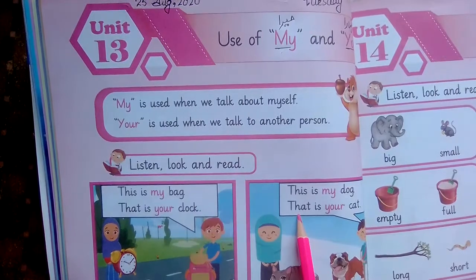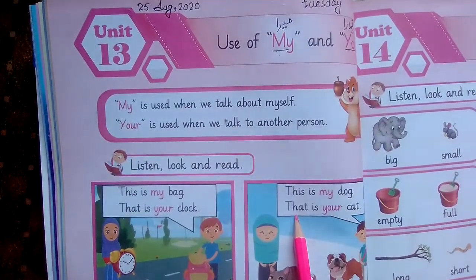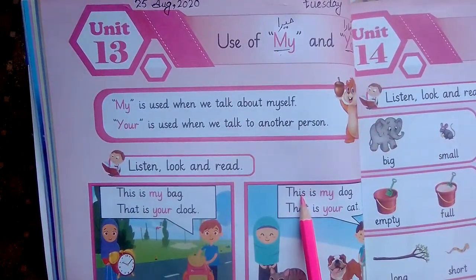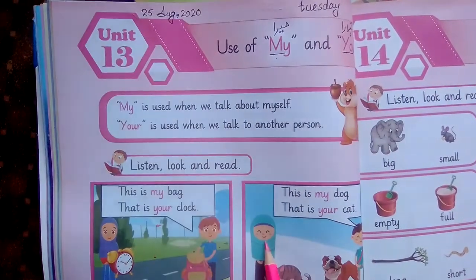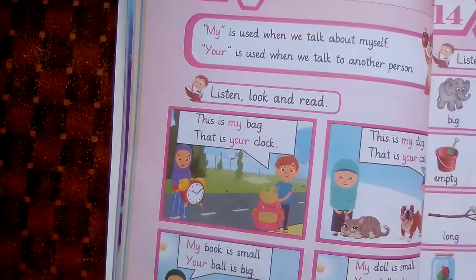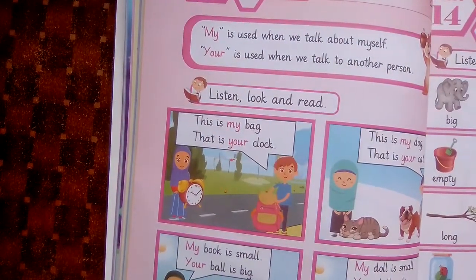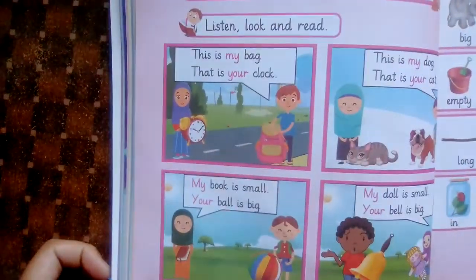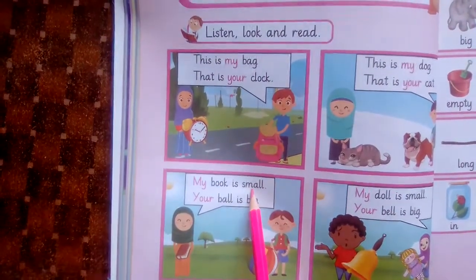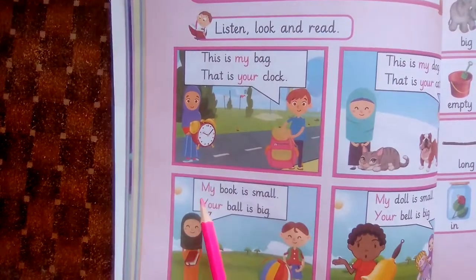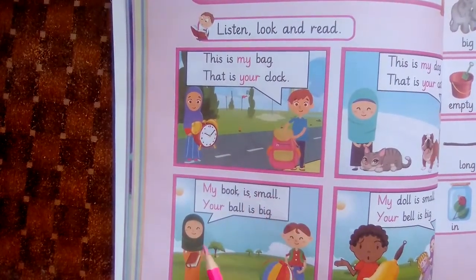We use that when something singular is far from us, and we use this when something singular is near to us. That is your cat. And the next one is my book is small. My book is small.